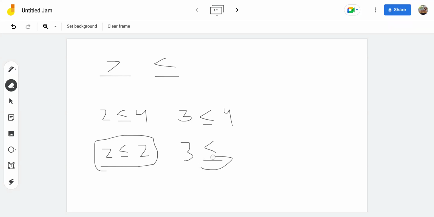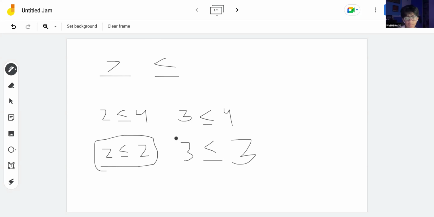3 is equal to? Think about it. What number? So 3 can be equal to what? What do you have to say? 3 is equal to 3. Say it loudly. 3. So this can be correct.